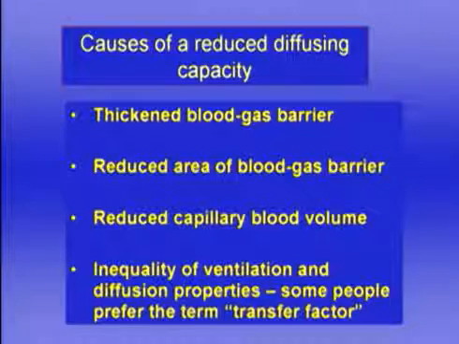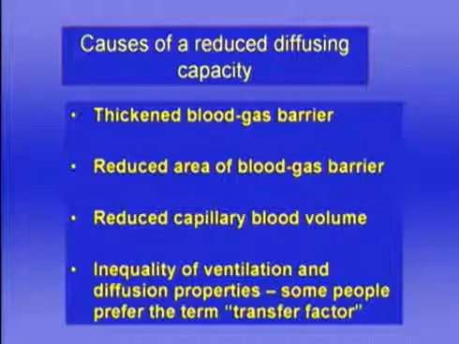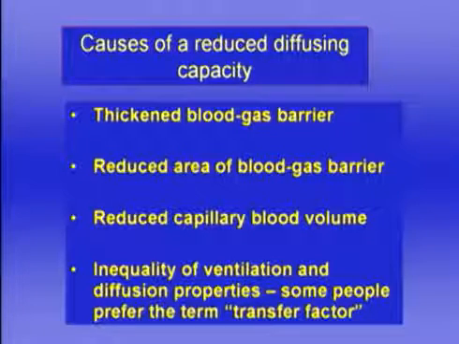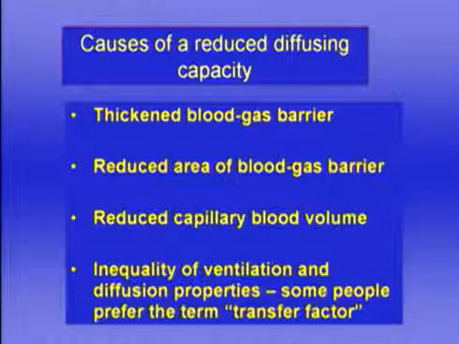And there are several causes of a reduced diffusing capacity. One of these I've already mentioned. That's a thickened blood gas barrier, as we saw in diffuse interstitial pulmonary fibrosis. Another is a reduced area of the barrier, for example, in emphysema or in lobectomy. Another is a reduced capillary blood volume, because the measured diffusing capacity for carbon monoxide depends on the volume of blood in the pulmonary capillary. That can be reduced in pulmonary embolism, for example.